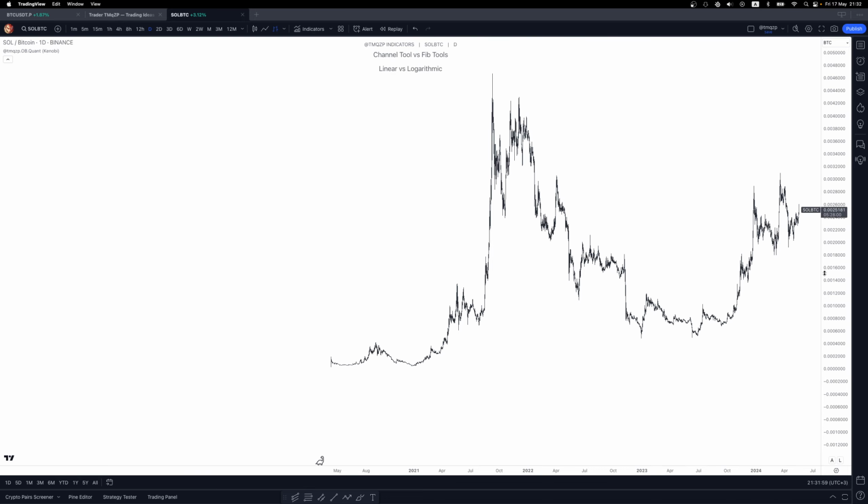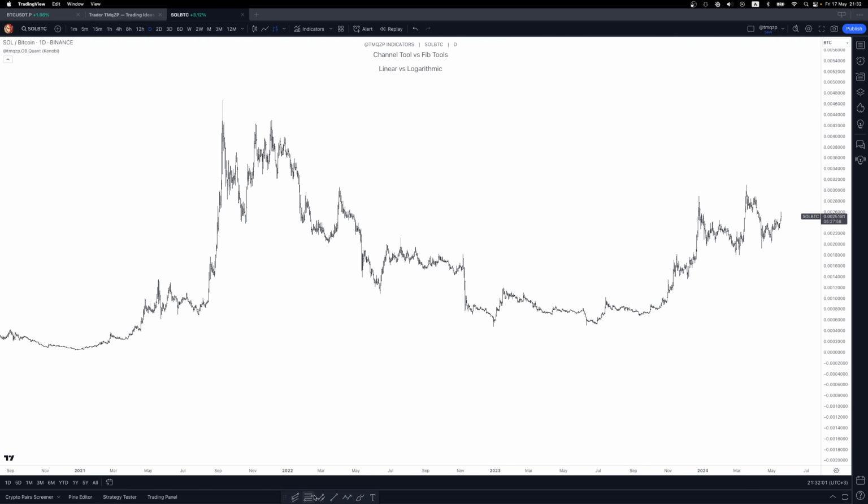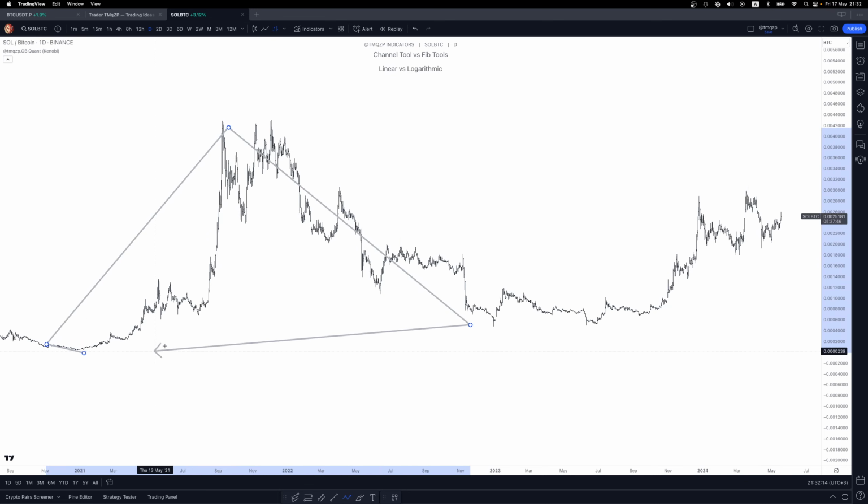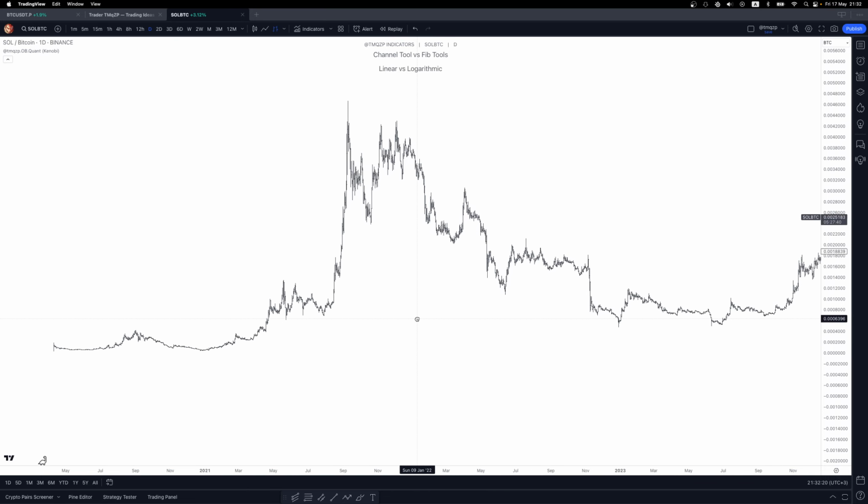So if we zoom out, what we see here is a giant bull run. This is the low down here. It goes all the way up and then all the way down. We now have a completed move. We have a completed bull market and bear market. So now we have anchor points.